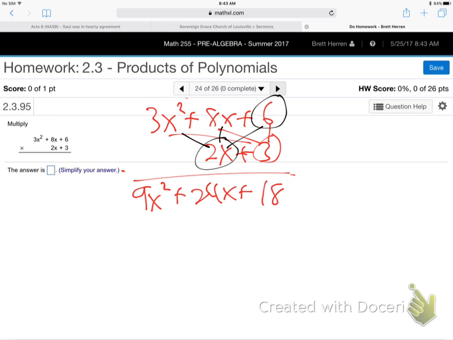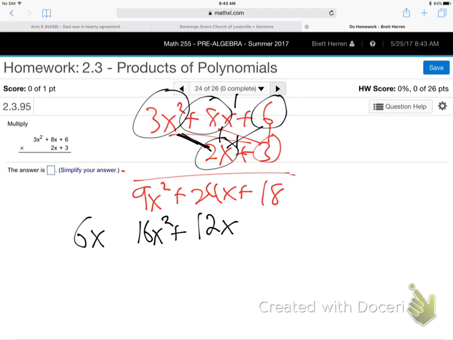So 2x times 6 is 12x, and that's going to go here in the regular x column. 2x times 8x, 1 power plus 1 power, so it's going to be 16x squared. And 2x times 3x squared in the front here is 6x to the 3rd, because the 1 power and the 2 power add. See that?